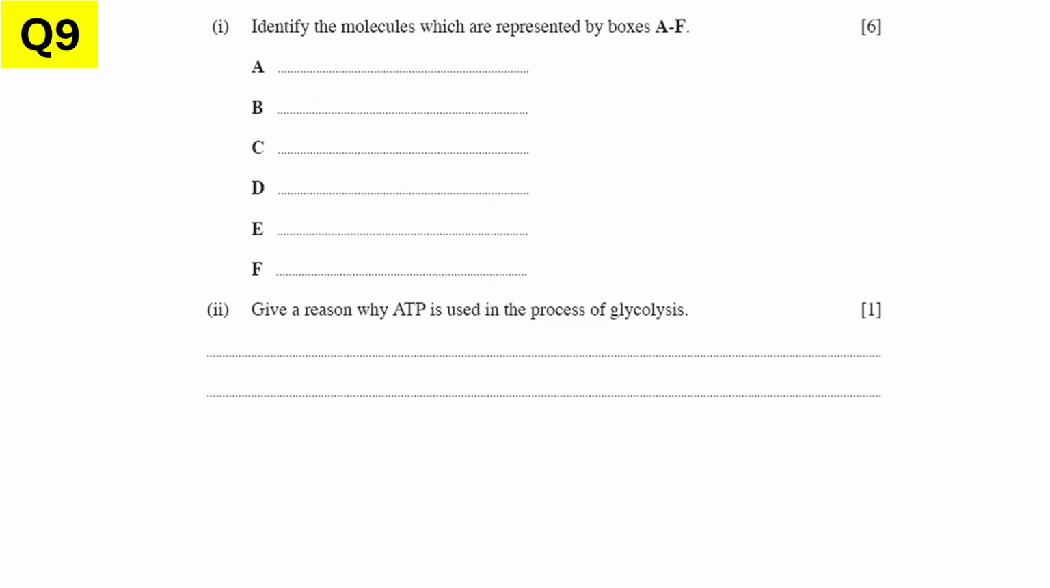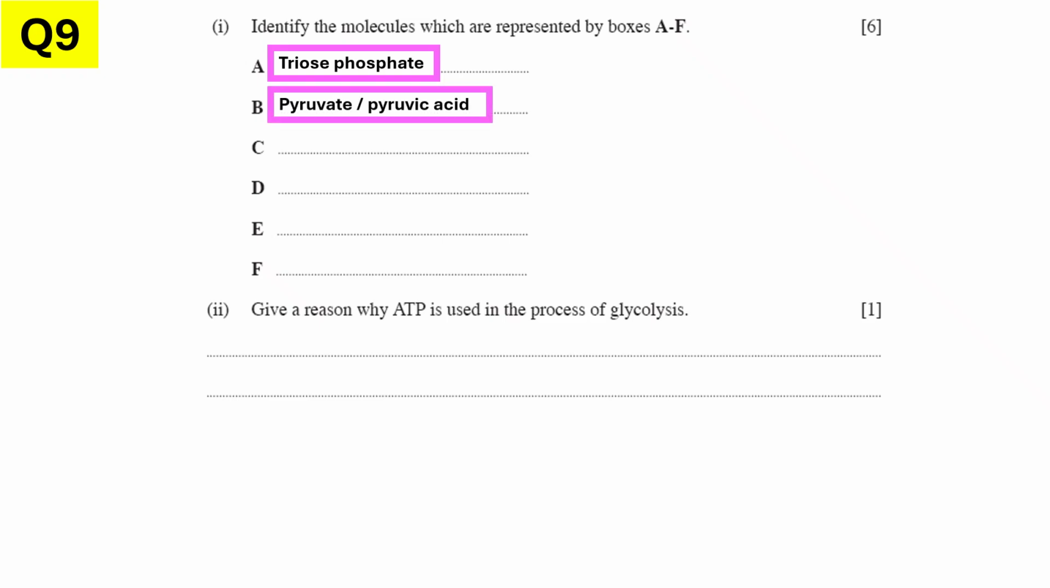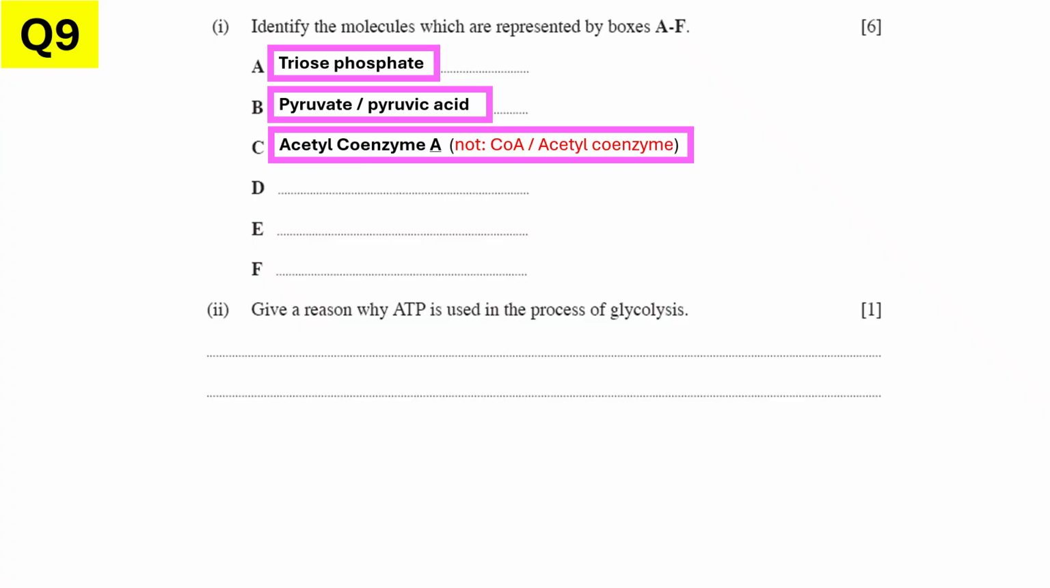Okay, so A, B, C, D, E, and F, we can now just quickly pop in. So A is the 3-carbon triose phosphate, spelt out, not abbreviated. B was pyruvate, which is the end product, the 3-carbon molecule from the end of glycolysis, which is actually made in the cytoplasm. C was acetyl coenzyme A. Please do not try to abbreviate that. They will not accept acetyl CoA. They actually want the full name of that one.